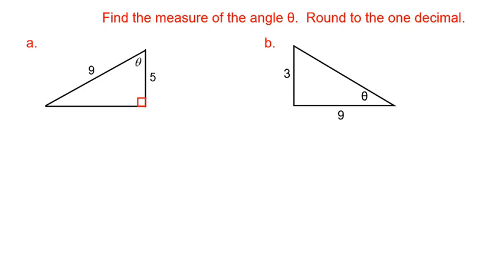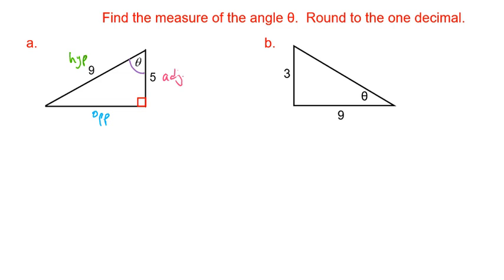In this video, we're going to be finding the measure of an angle given two sides of a triangle. And we're going to round our answer to 1 decimal place. So here we have a triangle for letter A with a hypotenuse of 9 and a side length of 5. We have our theta, our angle, and so that's going to tell us that we have an opposite side that we don't know. We have an adjacent side of 5, and we have a hypotenuse of 9.